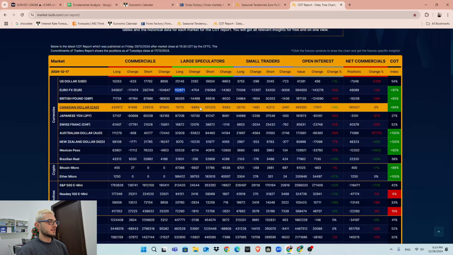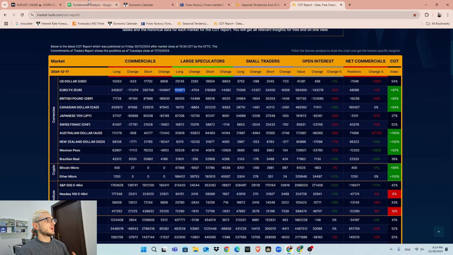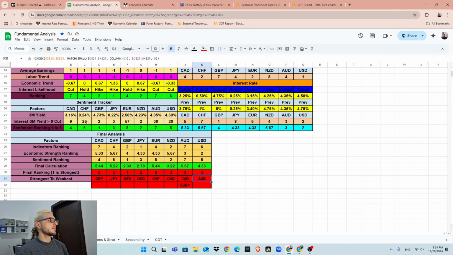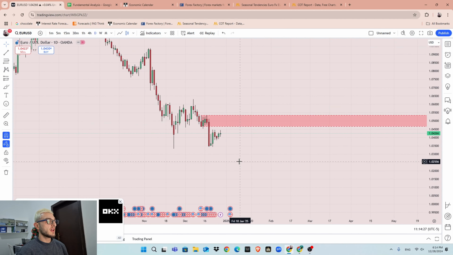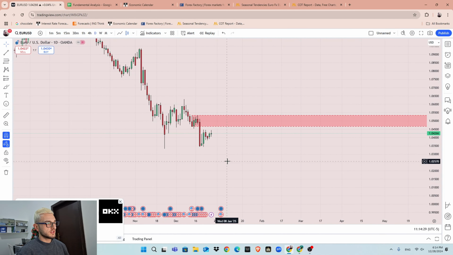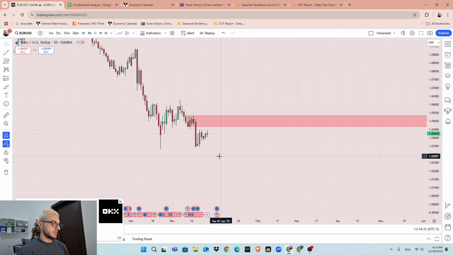The COT data on the first week or the second week of January aligns with what we have from fundamentals, from 3-month yield, and from technical analysis. There is a huge opportunity to take a short position on Euro USD.